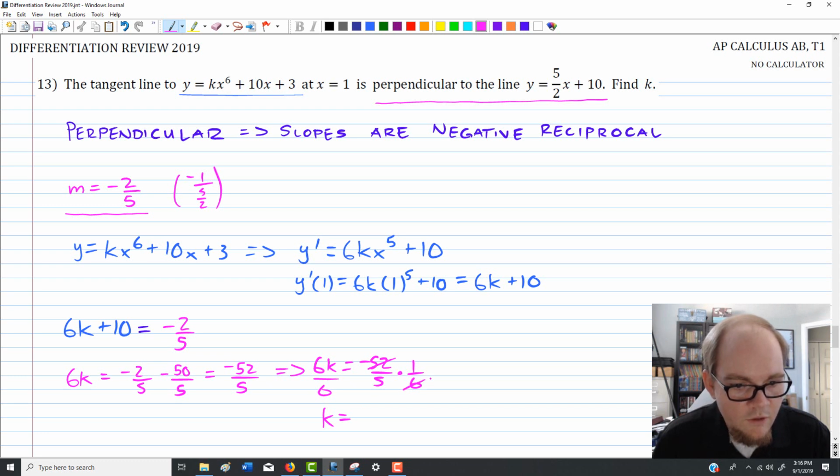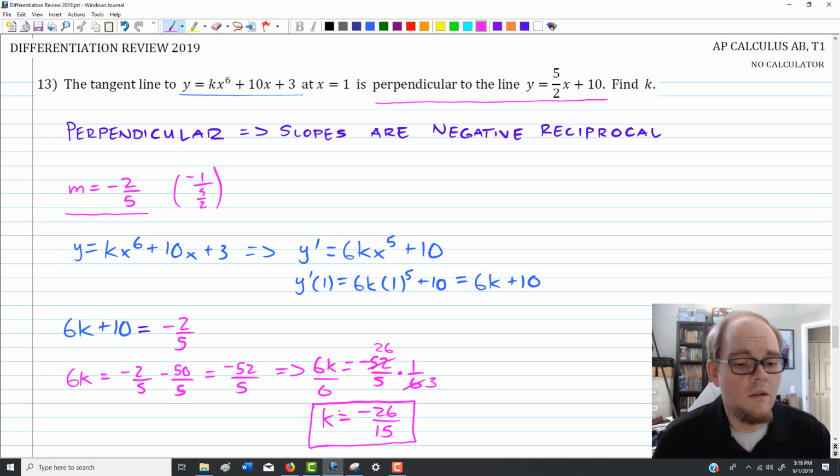I can divide out the 2's. I'll get a 3 and a 26 on top. We're going to get that k has to be negative 26 over 15. And if k is that, then the two lines will be perpendicular. Again, if I had a little more time before I have to leave, I would graph this on Desmos and show it to you, but the steps that were followed here were accurate.